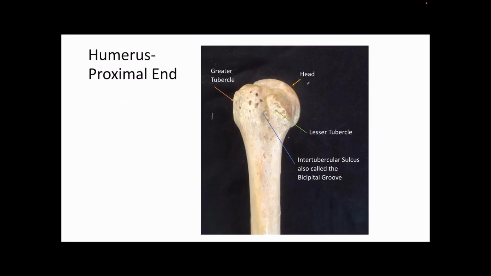At the top of the humerus, we see the head, which is smooth and rounded. That's what fits into the glenoid fossa. Next to it are the greater and lesser tubercles, separated by the intertubercular sulcus, also called the bicipital groove. This groove houses the tendon of the long head of the biceps brachii.